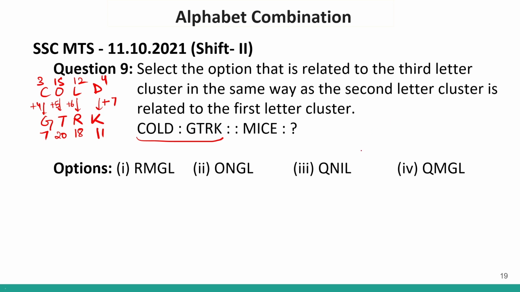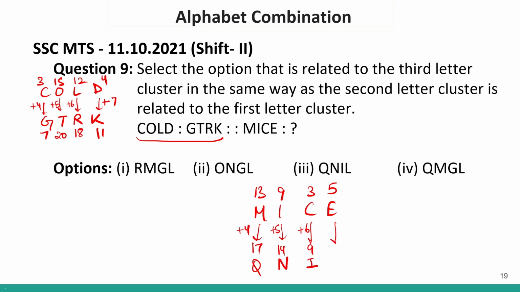So, let us do the same thing for mice. M-I-C-E. This is 13, 9, 3, 5. So, plus 4 will give me how much? 17. 17th position we have Q. Then plus 5 will give me how much? 14. 14th position we have N. Then plus 6 will give me 9, we have I. And then plus 7 will give me 12, which we will have L. So the missing element will be Q, N, I, L. And this is given in which option? This is given in option number 3. So option number 3 would be the correct answer to this question.